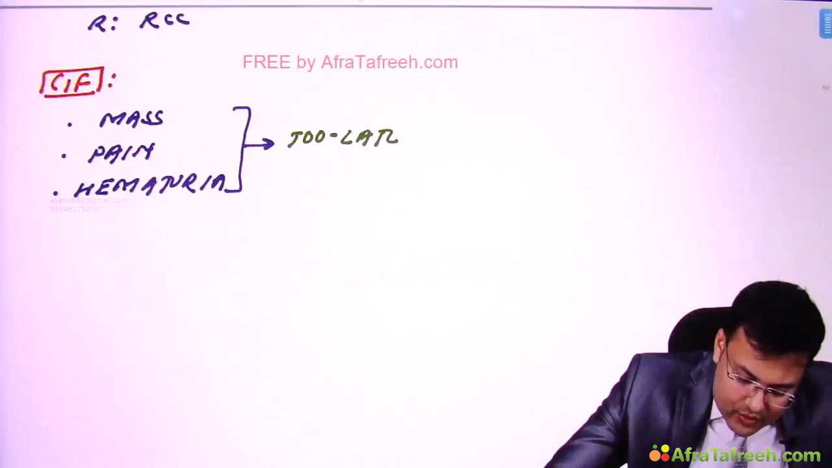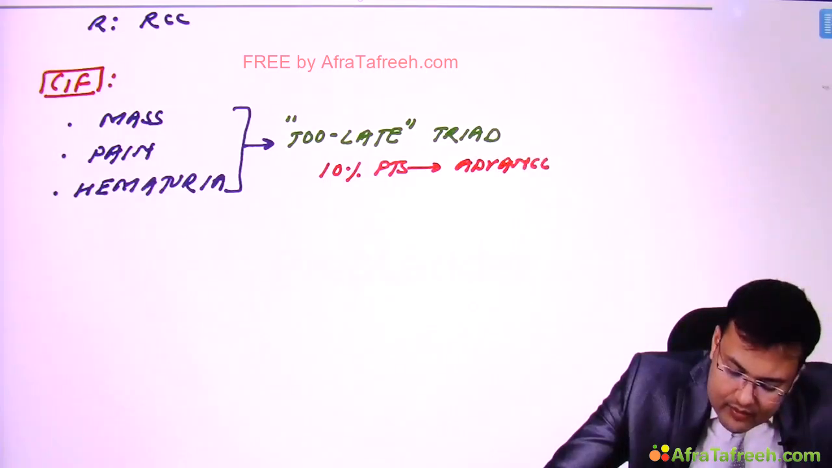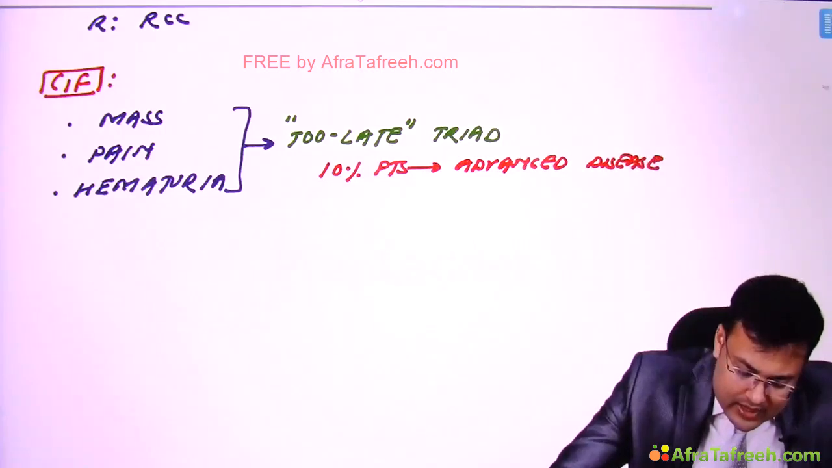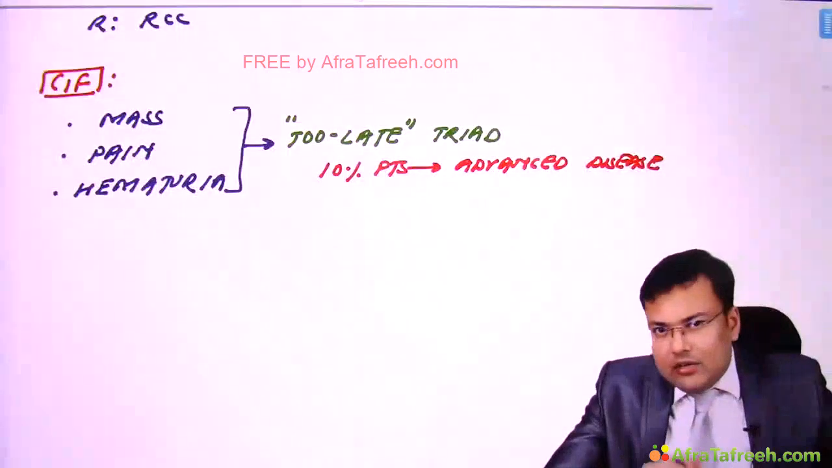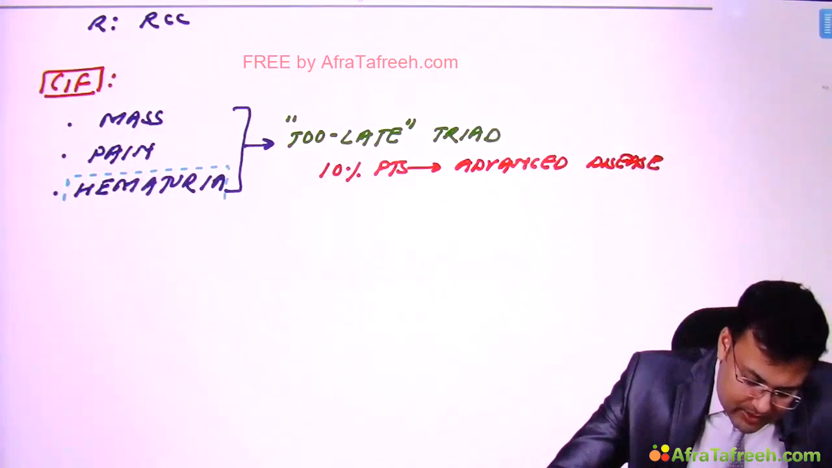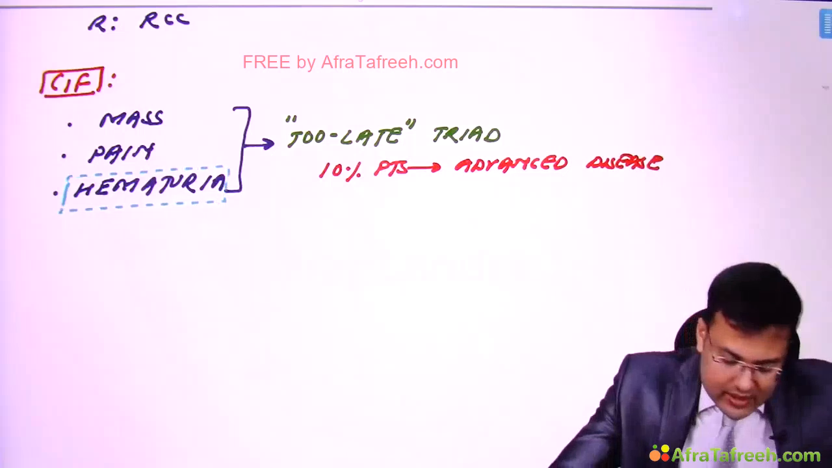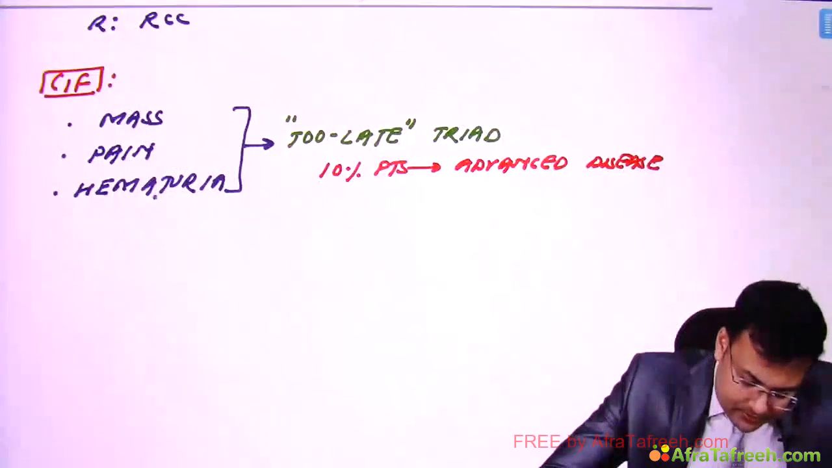So why is it known as the too late triad? Because it is seen in only 10% patients having advanced disease. Okay, one important point. What is the second important point? That out of these 3, which one is the most common symptom? And the most common symptom or presentation of RCC is what? Hematuria. So this is the most common symptom.